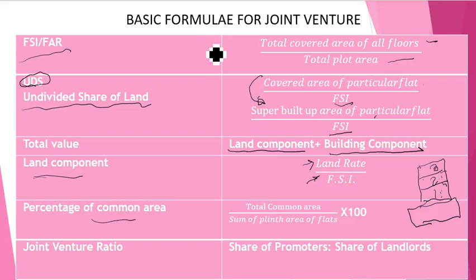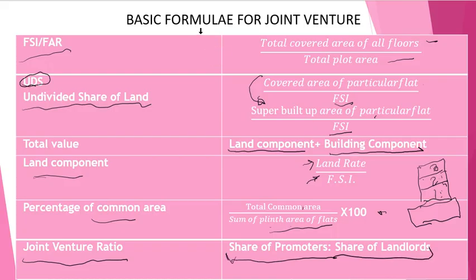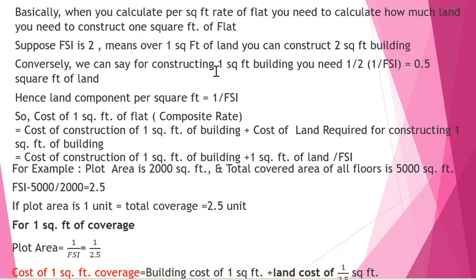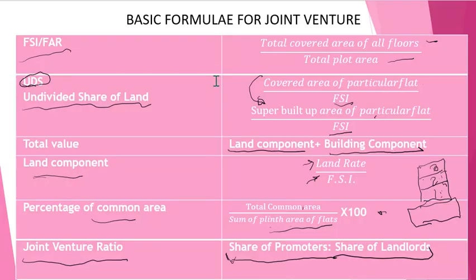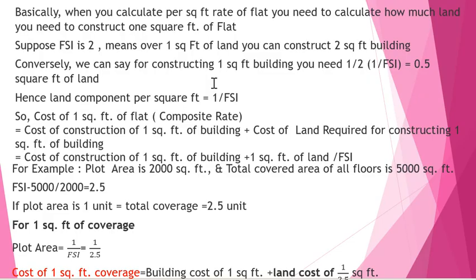Percentage of common area is equal to total common area divided by sum of plinth area of all the flats multiplied by 100. So when you have to find out joint venture ratio, remember it is always share of the promoter first and then share of the landlords. It is written like this. So first you must understand what is this land component, how it is equal to land rate divided by FSI. So let us suppose that FSI is 1 is to 2.